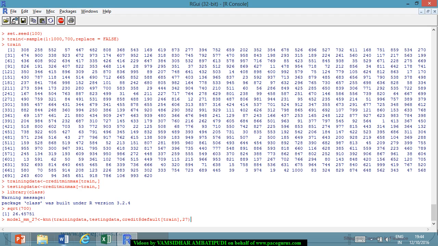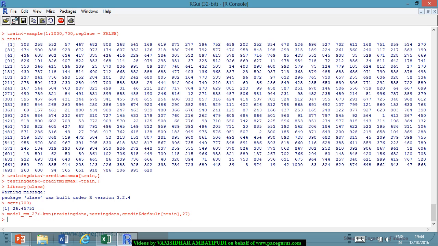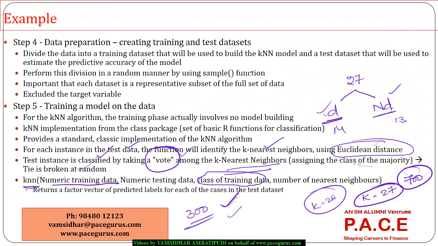So I'm building the model in this way. The model is already built. Now model_mm_27 is the output of the KNN model, where I have given the training data of the 700 rows, the testing data of the 300 rows, the class of the 700 rows of data from the credit, and 27 as the size of the k. So there is a factor variable.